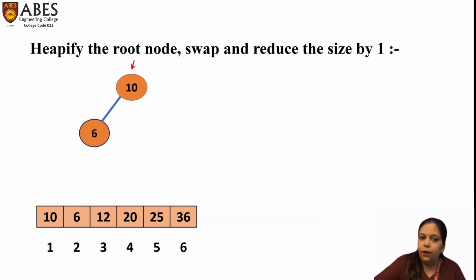Again, we have to heapify the root node. In order to heapify the root node, 10 will be compared with the left child. There is no right child, and the left child is smaller. So there will be no swapping. There will be no swapping in heapification.